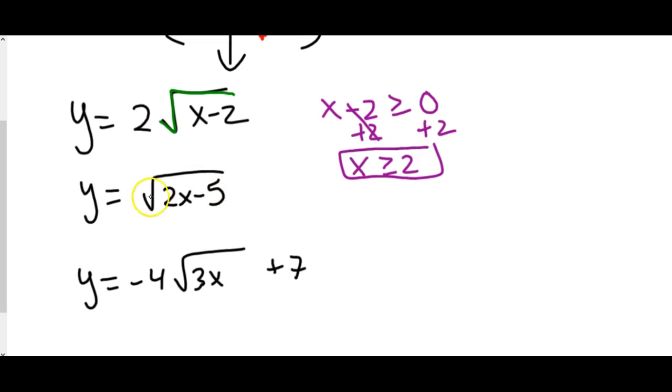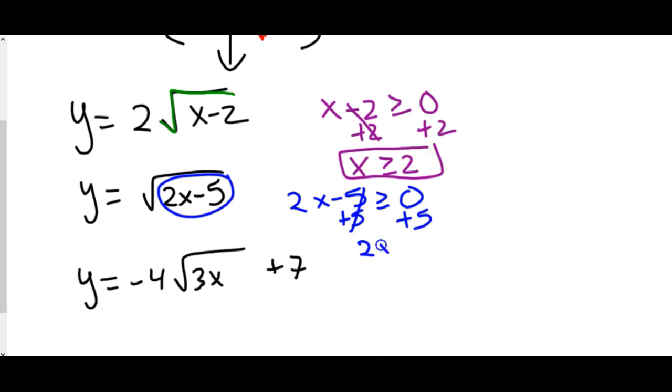You do the same thing for each kind. Everything under the square root would be the 2x minus 5. We set that greater than or equal to 0. We do our opposites. We'd have to add 5 to both sides. 2x is greater than or equal to 5. Then divide both sides by 2. So x is greater than or equal to 5 over 2.